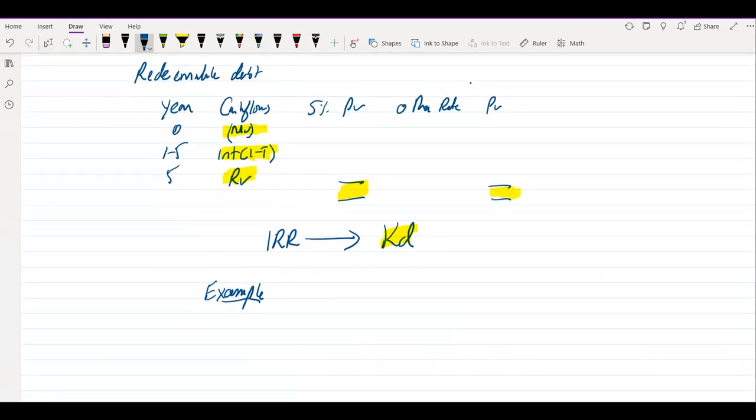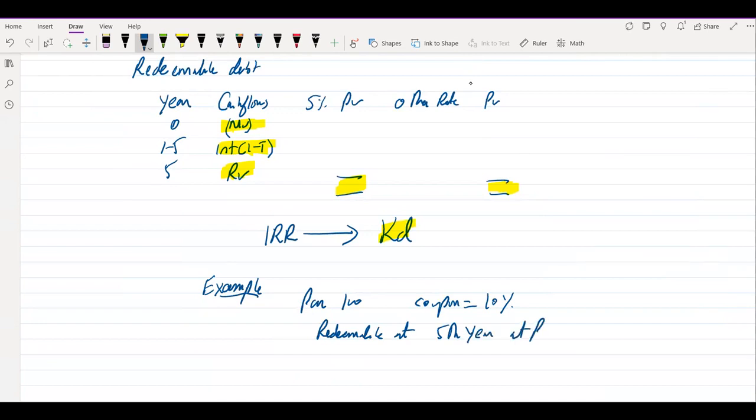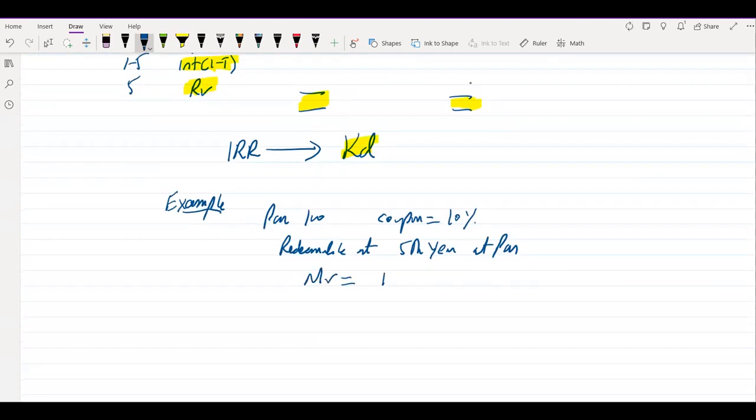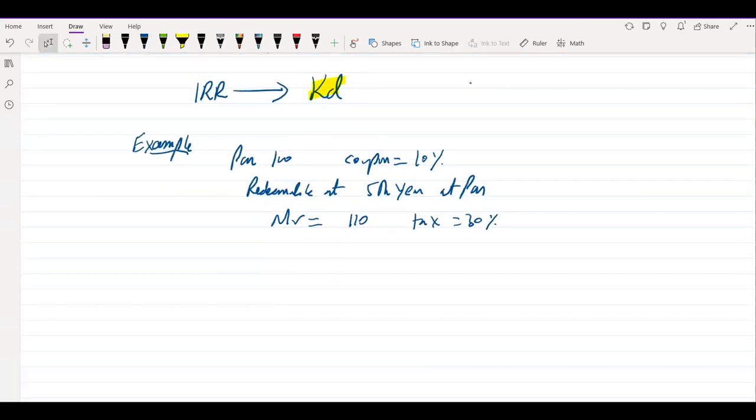Example: par 100, coupon for example 10%, redeemable at fifth year at par, market value for example 110, tax is example 30%.